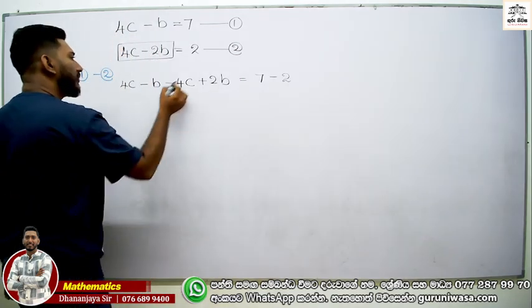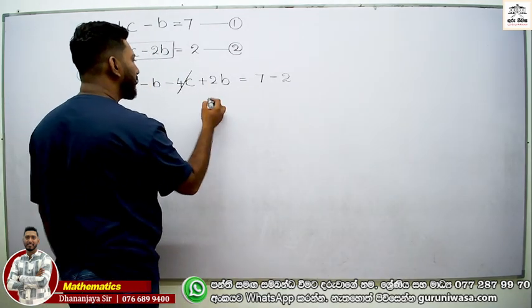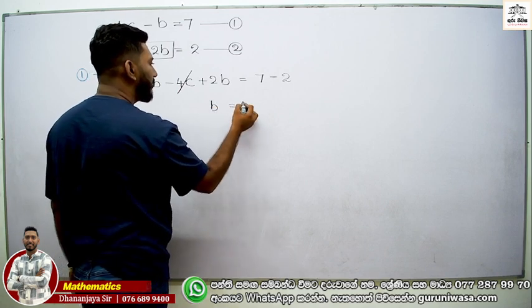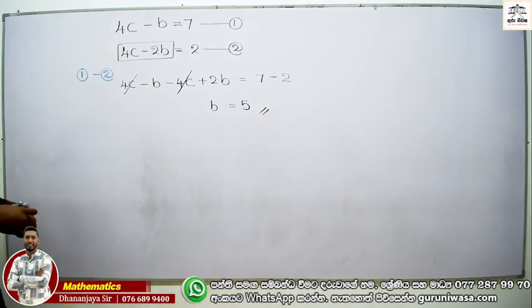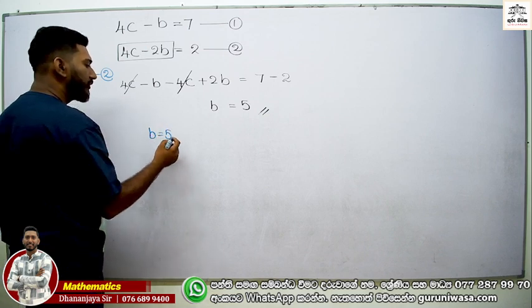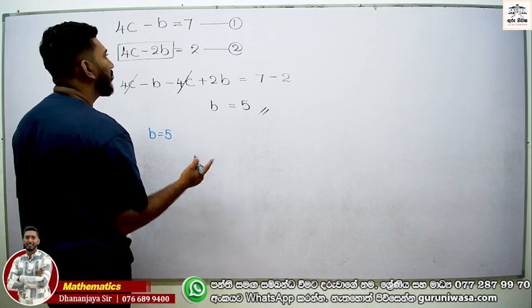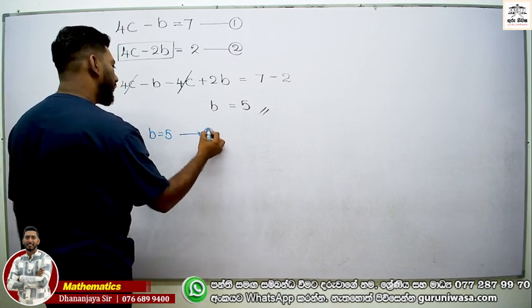And you know 4c and 4c are eliminated. Minus b and 2b becomes b. b equals 5. Now b equals 5. Substitute into equation number 1 or equation number 2. Equation number 1 is easier. Into equation number 1.